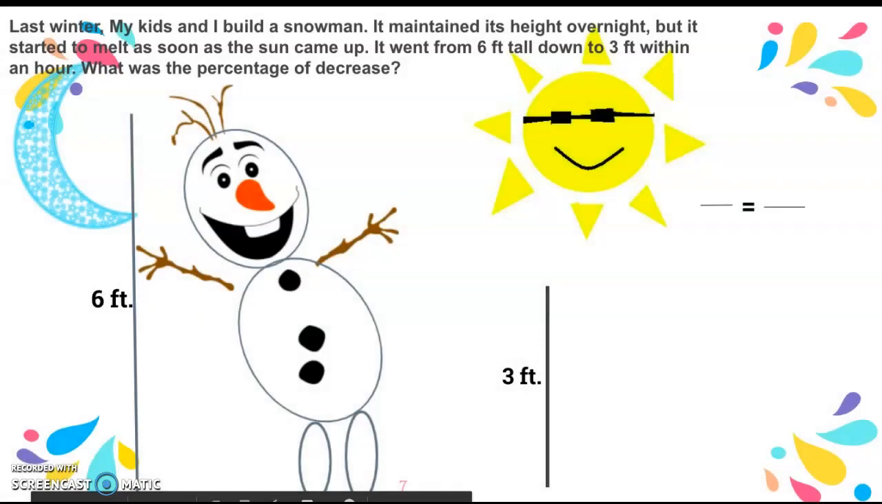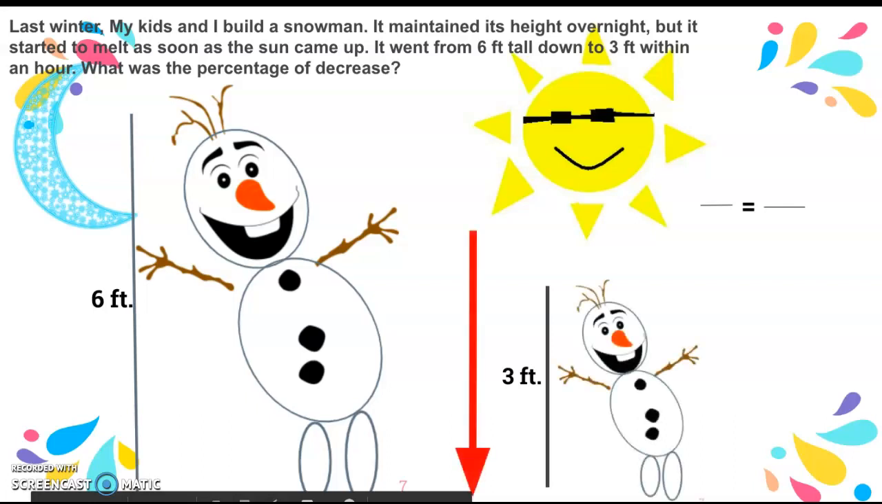Second problem. Last winter, my kids and I built a snowman. It maintained its height overnight, but it started to melt as soon as the sun came up. It went from 6 feet tall down to 3 feet within an hour. What is the percentage of decrease?